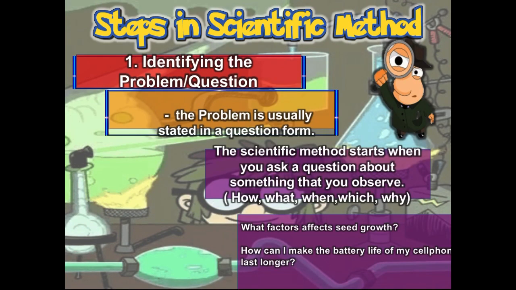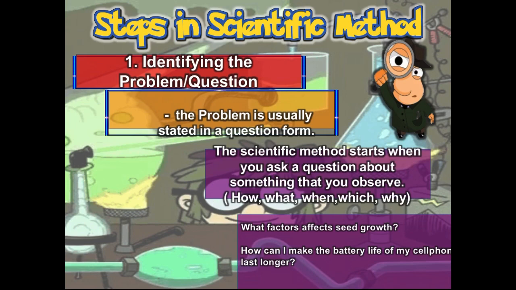The first step is identifying a problem or asking a question. The problem is usually stated in question form. The scientific method starts when you ask a question about something that you have observed. A problem should be simple, clear, and answerable. For example, what factors affect seed growth? How can I make the battery life of my cell phone last longer?